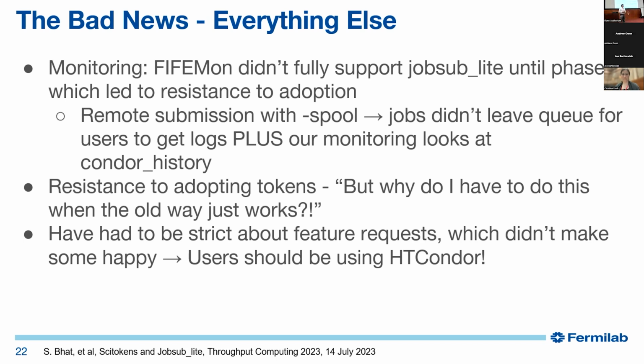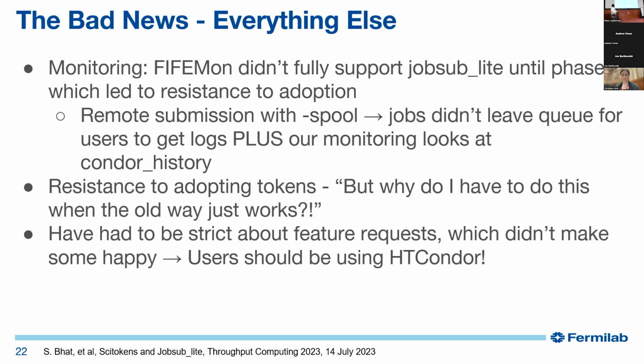Also, because we were doing remote submission with the spool option, the jobs didn't by default leave the queue because we didn't have those knobs set. And so FifeMon, which relied on jobs leaving the queue, because we read from Condor history for that, didn't have proper monitoring in place. That got fixed and people are now happy, but there were definitely a lot of pain points in that February to March timeframe.